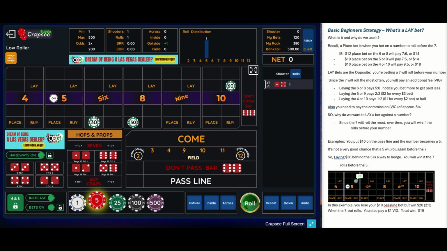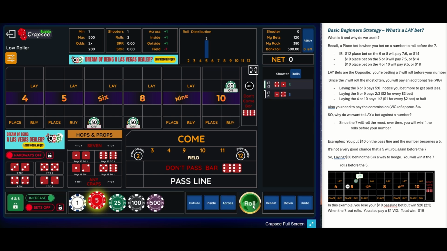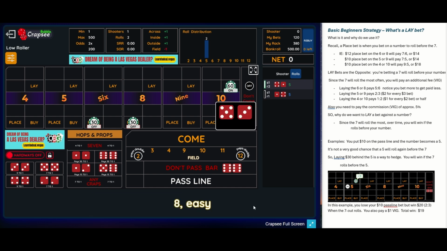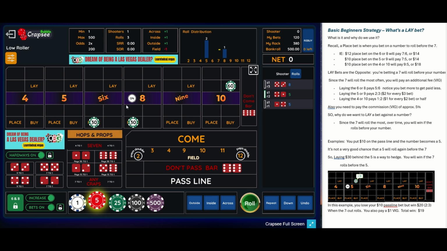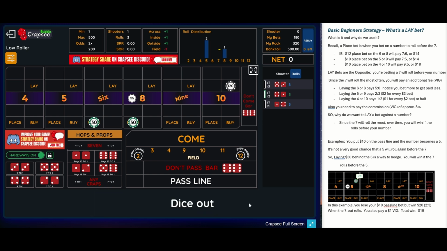So the 3 top rolling numbers, if you look at your charts, are 6, 7, and 8. It's actually 7 and then 6 and 8. So if I roll a 6, a 7, or an 8, I will win. If I roll a 10, I will lose. Now, if I roll a 7, not only do I lose the 6, I also lose the 8. So I would lose 60. So really, technically, we'd want to put 120 up here to break even minus the VIG.